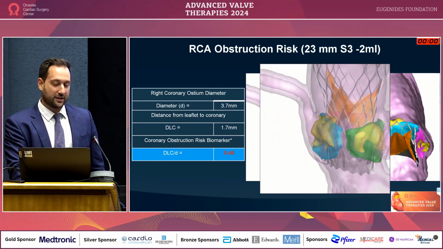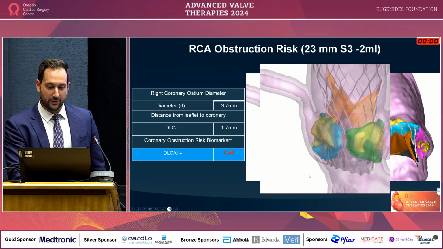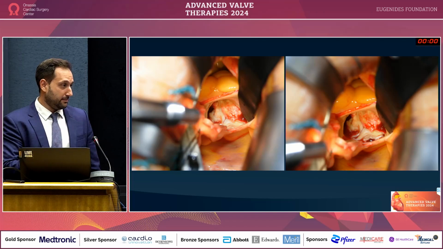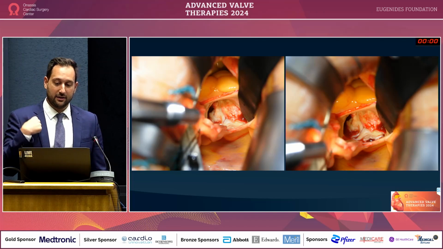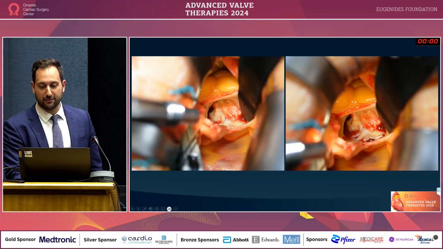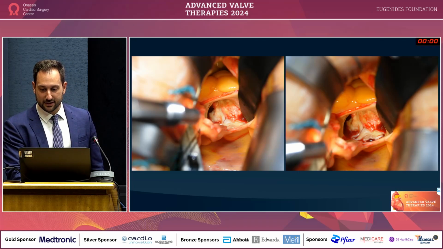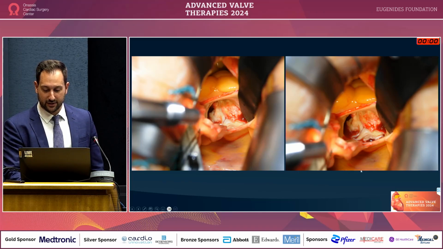And we simulated also the self-expanding valve, same for the RCA. So the patient actually underwent a mini AVR through a right thoracotomy, and this was the valve that was visualized intraoperatively, with severe calcification and thickening of the leaflets.